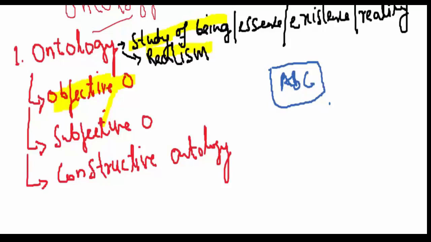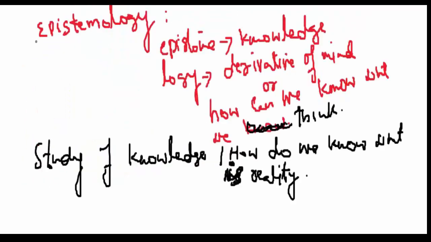And now we move on to the next thing, what's called epistemology. So epistemology, episteme means knowledge, and logy means the study, or how can we know what we think. So basically epistemology is the study of knowledge. So it is how do we know what is reality. So ontology was about the reality, and epistemology is how do we know that reality. Okay.